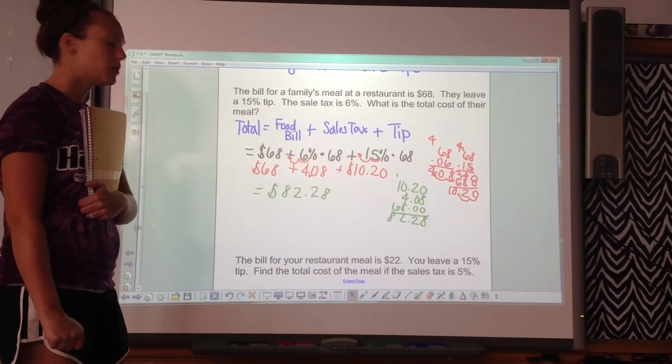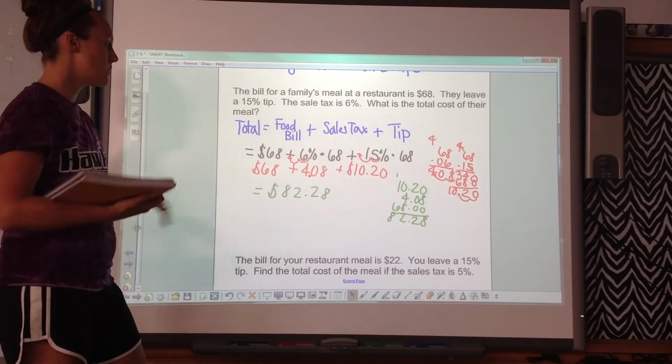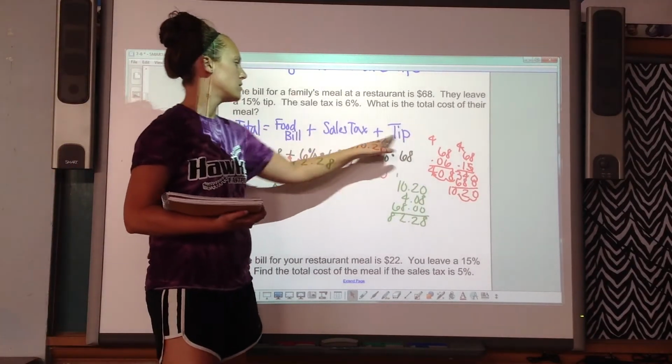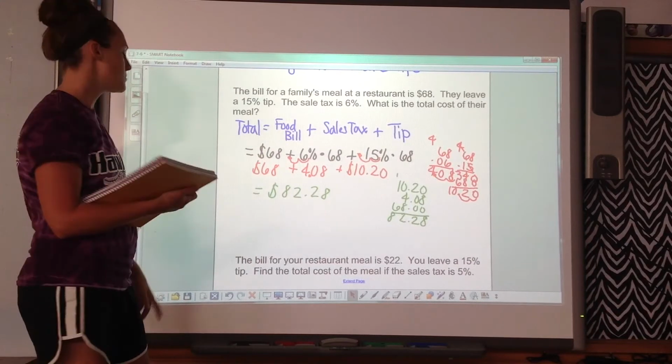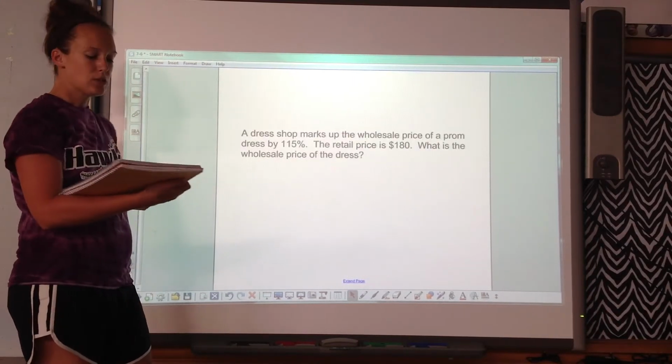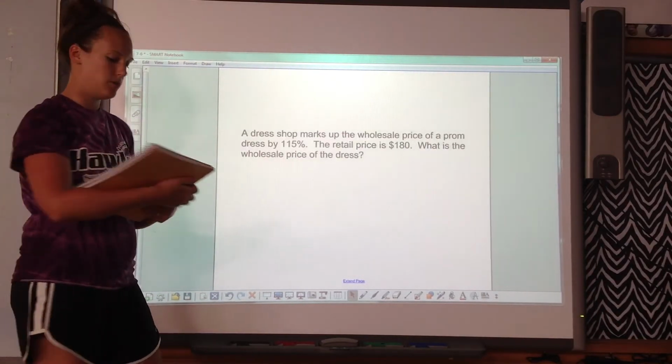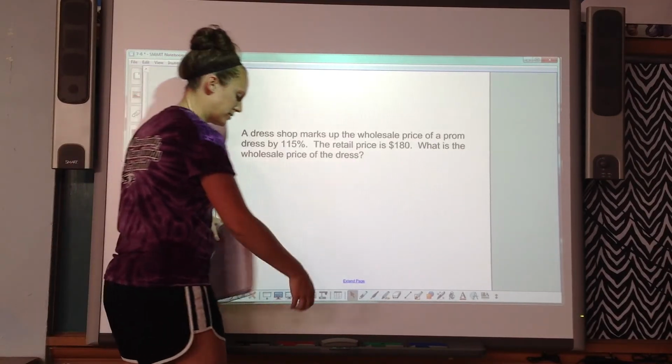All right. We're going to move on to save you time. Just make sure you use this formula for those type of problems. We have one more thing here. You're going to need to find an original amount. So this is finding an original amount.